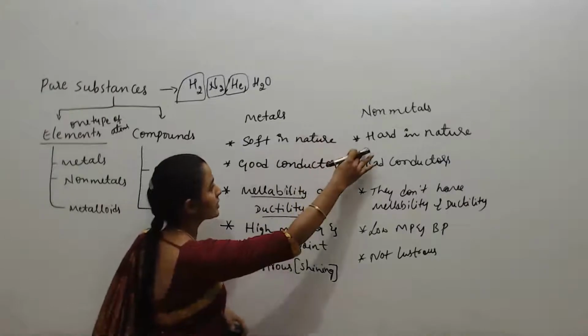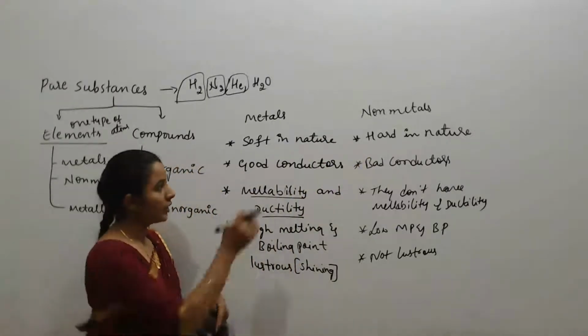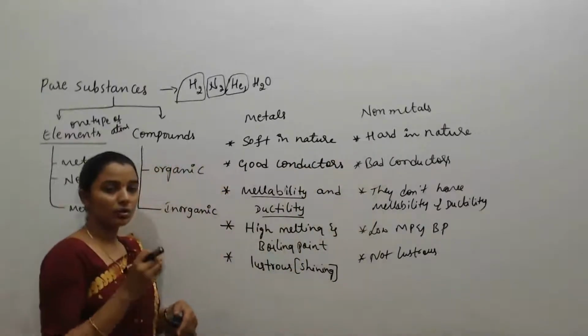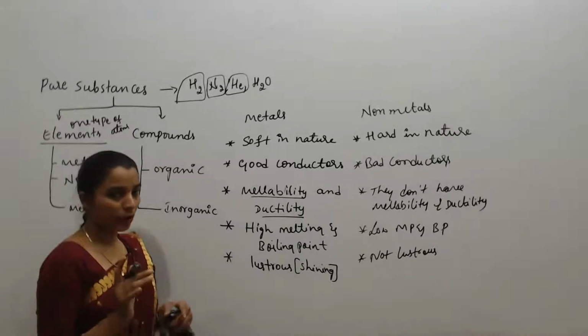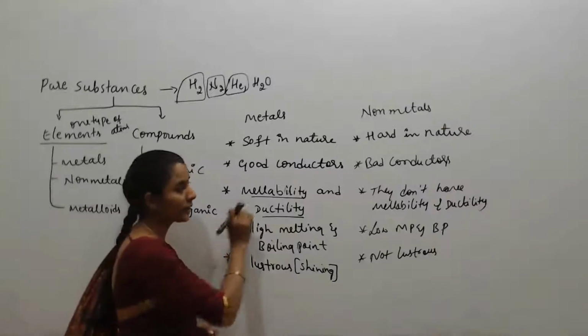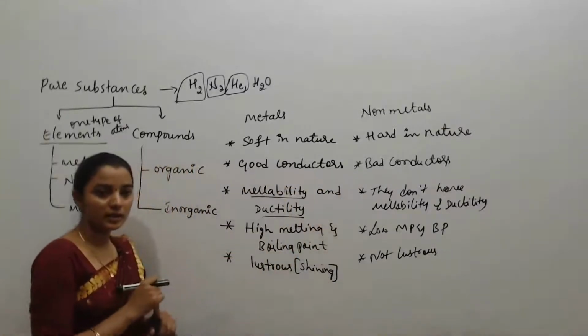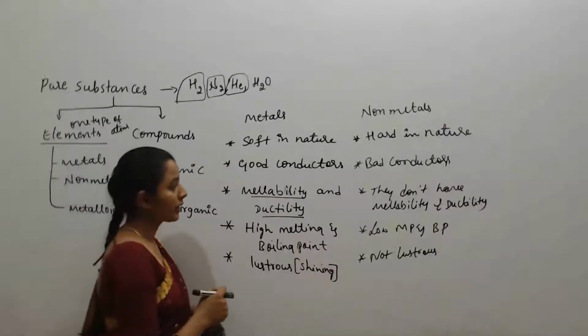For example, this is hard means metalloids are neither hard nor soft. Here the good conductors, here bad conductors means sometimes they are good conductors, sometimes they are bad conductors. I hope you understood. The conductivity of the metalloids is between metals and non-metals, means sometimes they act as a conductor, sometimes they act as a non-conductor or a bad conductor.